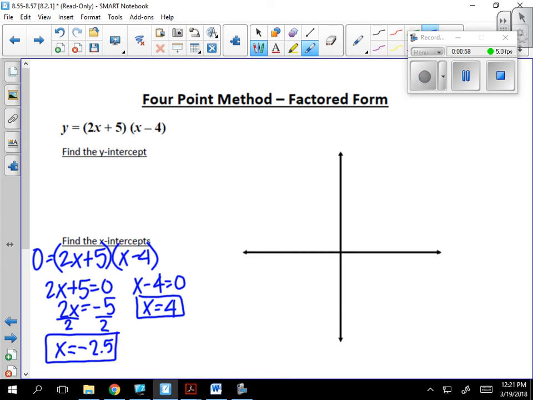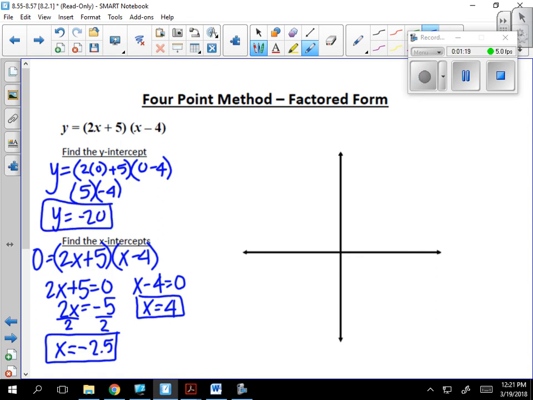Finding the y-intercept means plugging 0 in for x. So y = (2 times 0 + 5)(0 - 4). 2 times 0 is 0, plus 5 is 5. 0 minus 4 is -4. So my y-intercept is -20.